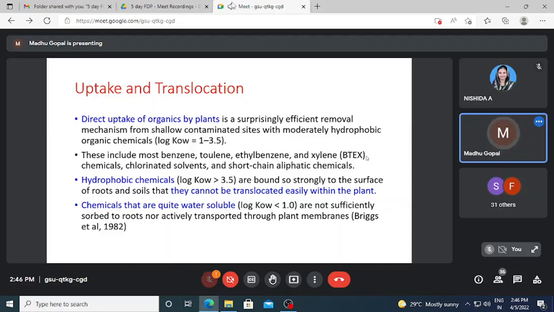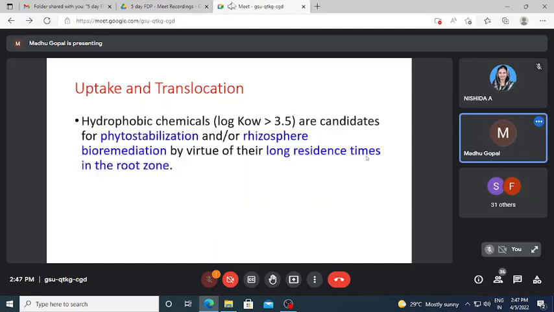When log KOW is greater than 3.5, they are strong hydrophobic chemicals. They are bound so strongly to the surface of roots and soils that they cannot be translocated easily within the plant. Then there are substances that are quite water soluble. There the log KOW value will be less than 1, and these are not sufficiently sorbed by roots nor actively transported through plant membranes.